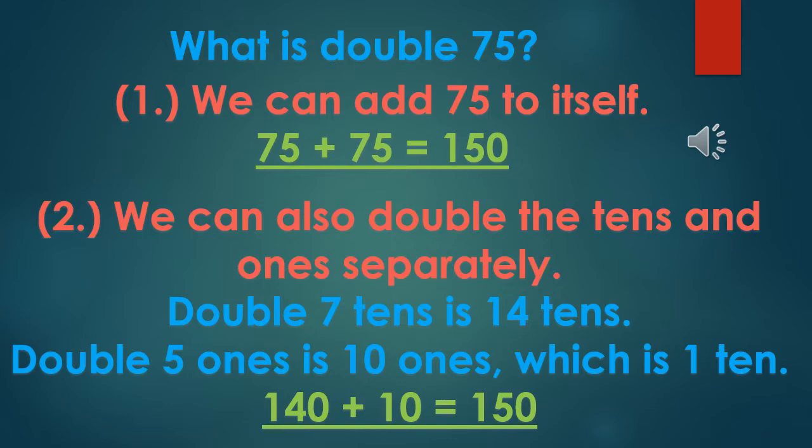Now let's double the number 5. 5 is in the ones place. So 5 ones doubled is 10 ones. 5 plus 5 is equal to 10. Now 10 ones will make 10. Now we have 14 tens and we have 10. Now 14 tens makes 140 and 10 ones is equal to 10. So when we add 140 plus 10, we get 150.